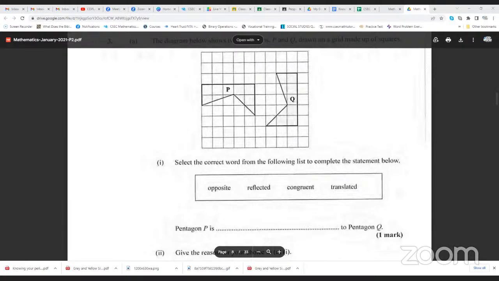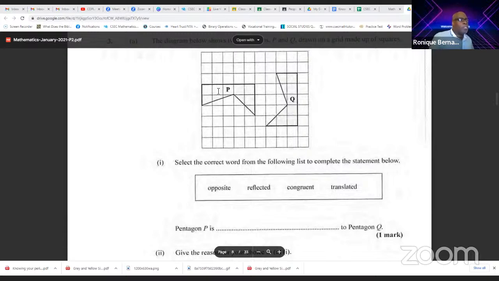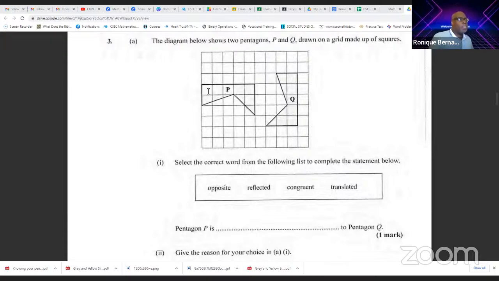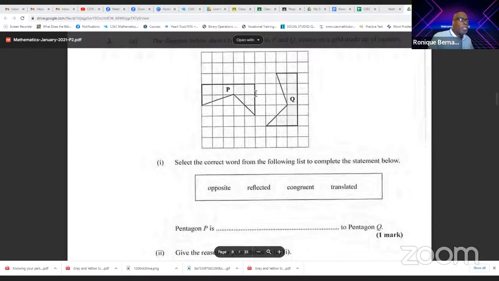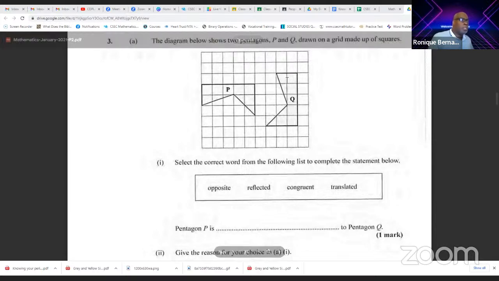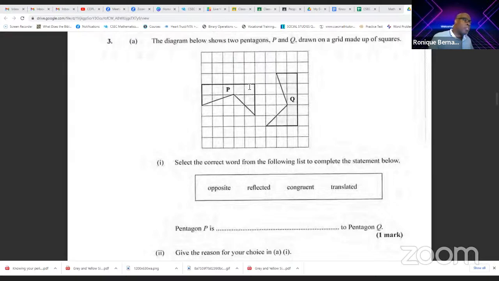Wait, sir. I just realized they're the same size. I count the boxes in each of the letters. Yes, they are the same size. If you look at this length here, it covers 1, 2, 3, 4, 5. Same length. You've got the same dot, and then this same dot. So technically they're the same size, so they are congruent. Good.